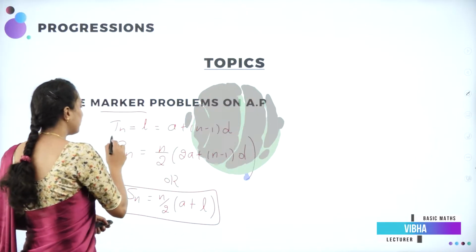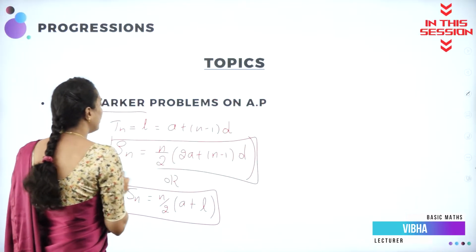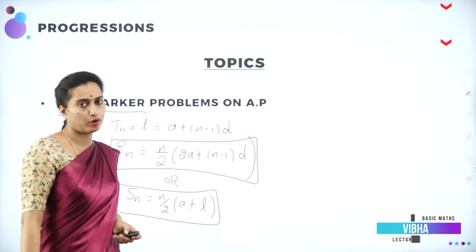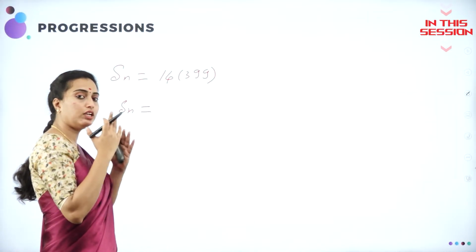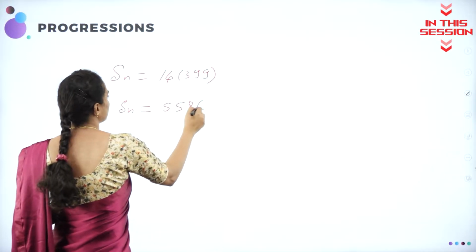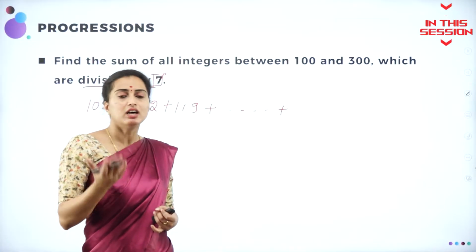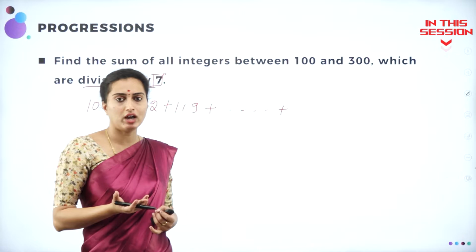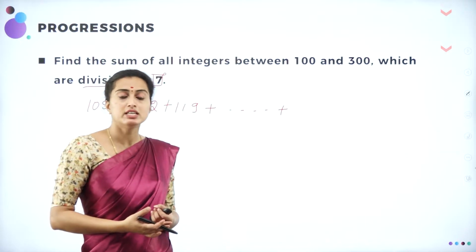So either of this formula or this formula we are going to use according to the situation of the problem. So if you multiply 14 into 399, it will be giving you the value of 5586. 7 4s are 28. Remaining is what you are having. 118 cannot be divisible by 7 again.